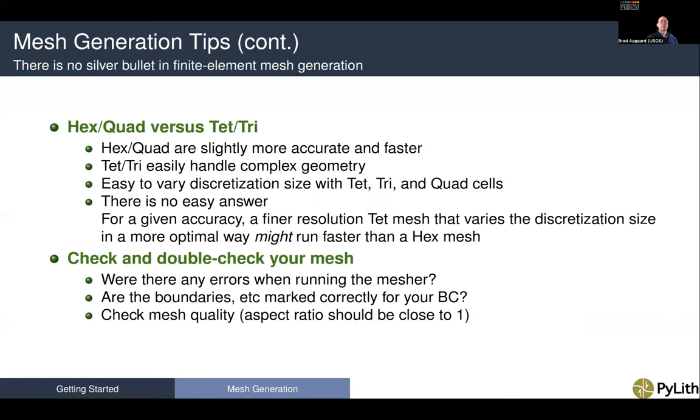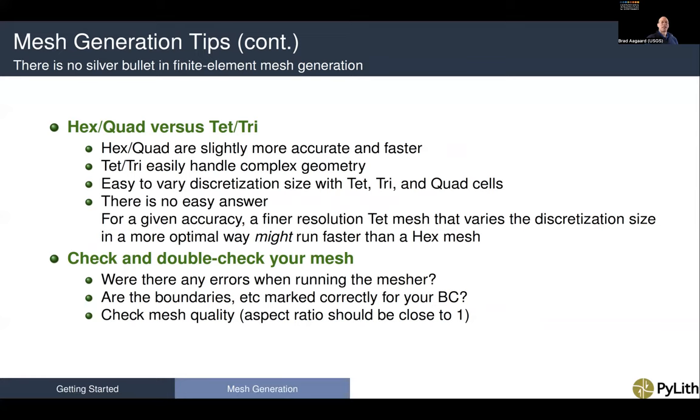This is particularly important for problems with gravitational body forces, where your stresses are often linearly increasing with depth, and your displacements may have a second order variation. Finally, there's no silver bullet in finite element mesh generation.